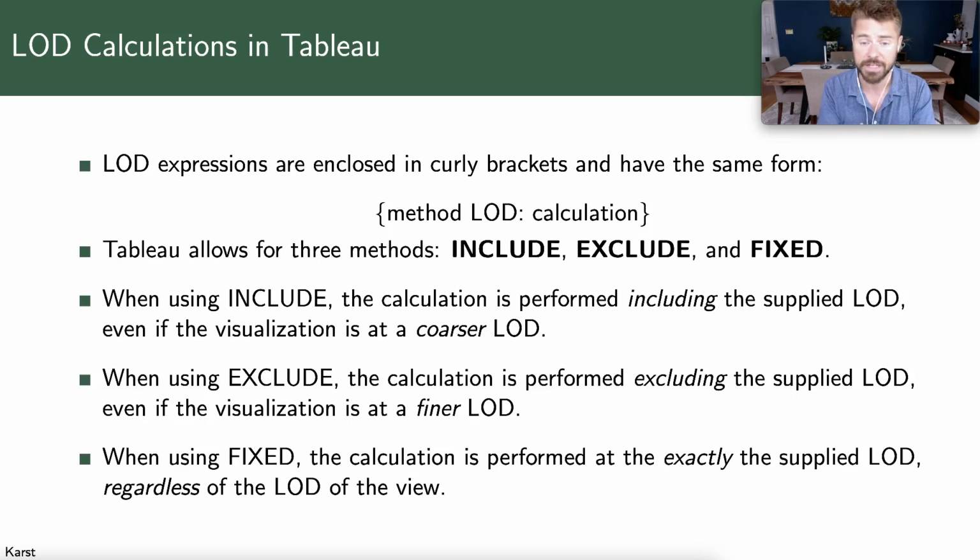Exclude does exactly the opposite. It says even if the visualization is at a fine level of detail, perform the following computation at a coarser level of detail. So even if, for instance, the visualization is at the country level of detail, perform the following computation at the region level of detail. Fixed is like both of them at the same time. It basically says, regardless of anything, whether it's coarser or finer, always perform the following computation at the following level of detail. So between these three, you can get away with any computation that you want.